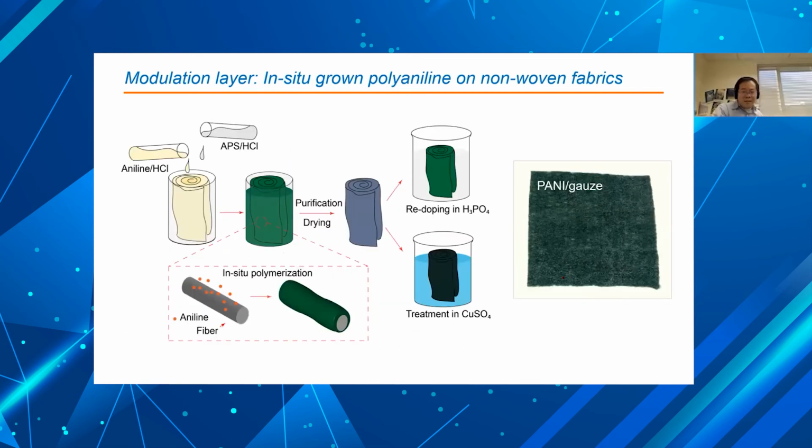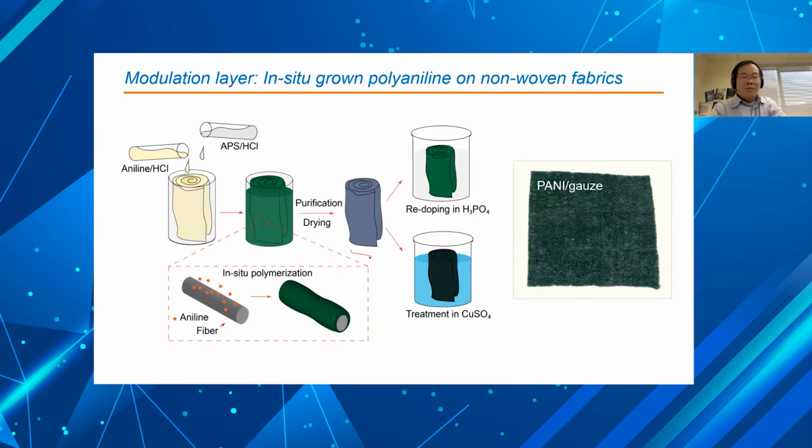So this is the synthesis. Polyaniline is one of the easiest conducting polymers to synthesize. Basically, this is an in situ grown method. You take a medical gauze, you soak it in a growing solution, and as the polymer grows through polymerization, you will have a very strong layer growing on the fibers of this medical gauze.